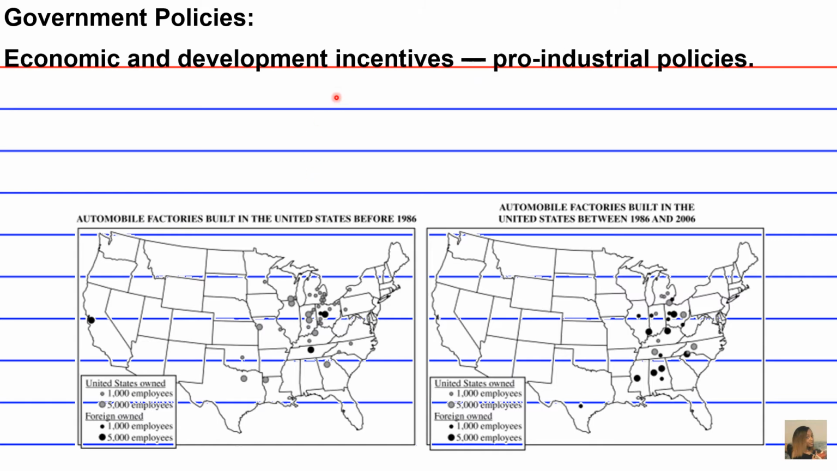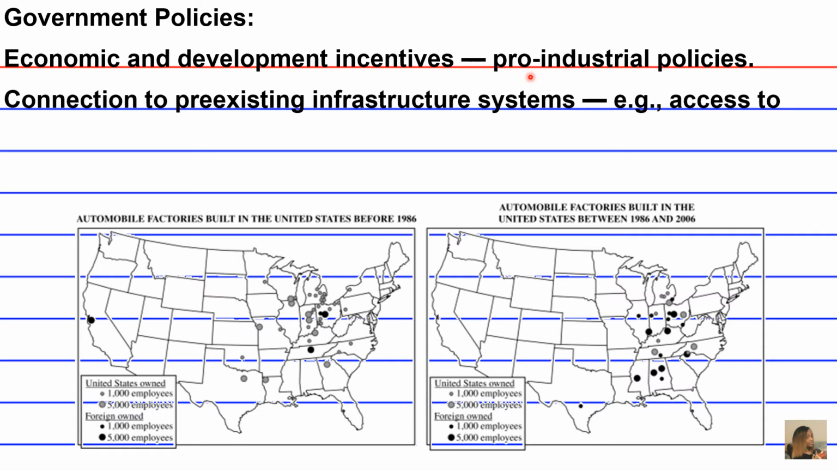Well, economic and development incentives, pro-industrial policies in maybe underdeveloped areas probably prompted factories to move from these regions to other locations, or even prompted them to move to other countries, because these pro-industrial policies may be for other industries that are not automobile centered, okay?